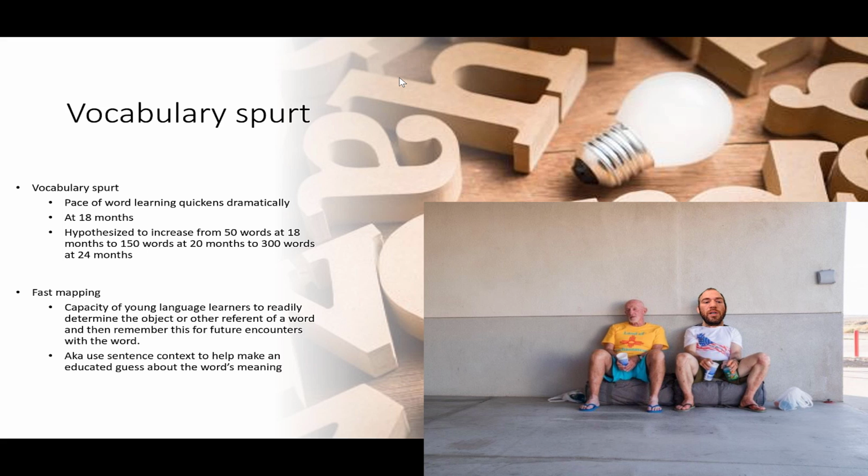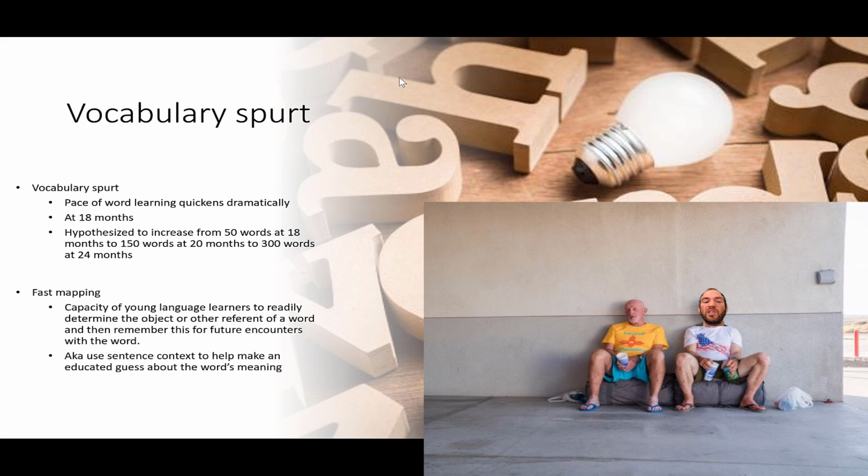Vocabulary spurt. The pace of word learning quickens dramatically at about 18 months of age. This is hypothesized to increase children's vocabularies from 50 words at 18 months to 150 words at 20 months to 300 words at 24 months. So you see this rapid increase in word knowledge beginning around 18 months of age.